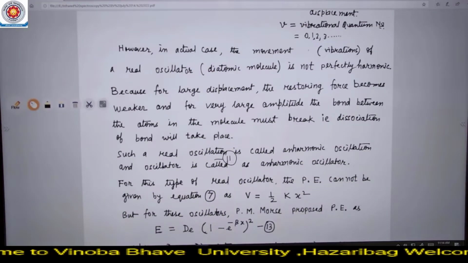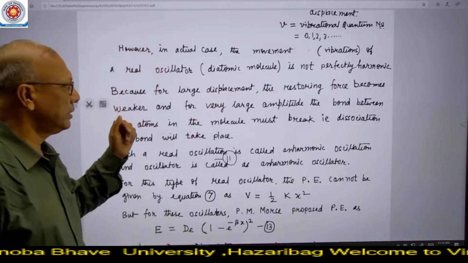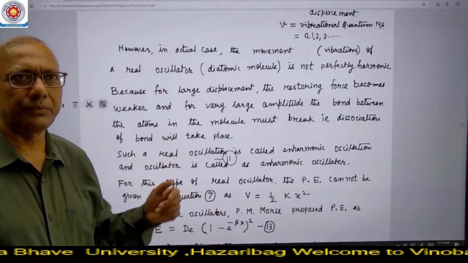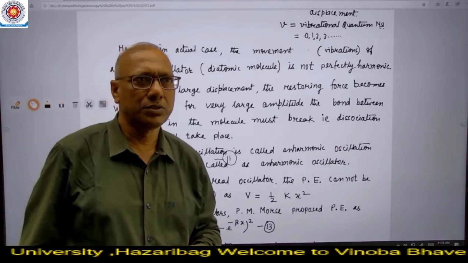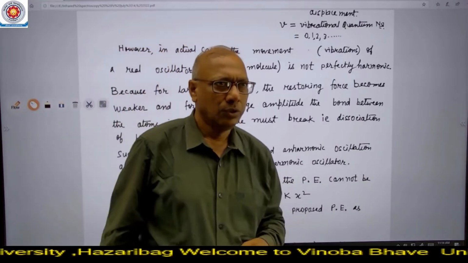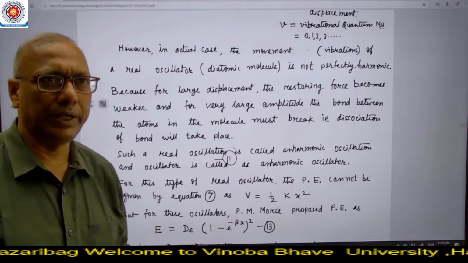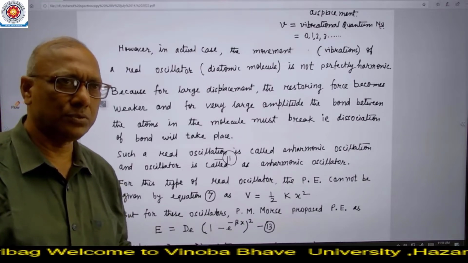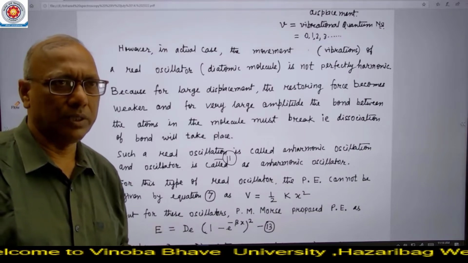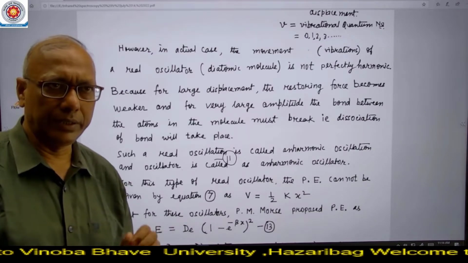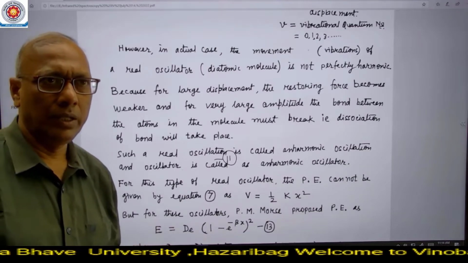What happens in the actual case? The movement, that is the vibration of a real oscillator, that is a diatomic molecule, is not perfectly harmonic, because for large displacement the restoring force becomes weaker, and for very large amplitude the bond between the atoms in a molecule must break, that is, dissociation of the bond will take place. Such a real oscillator is called an anharmonic oscillator, and the oscillation is called anharmonic oscillation.